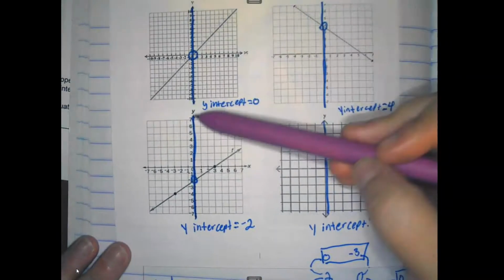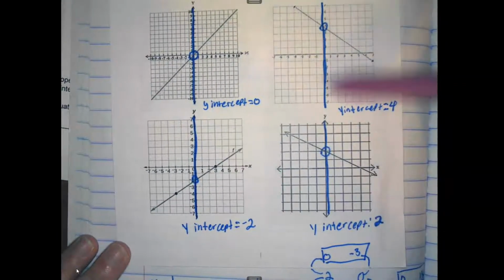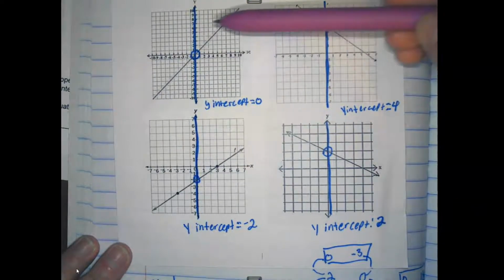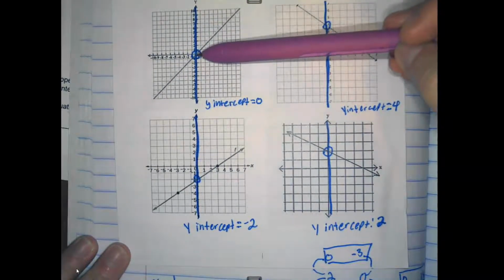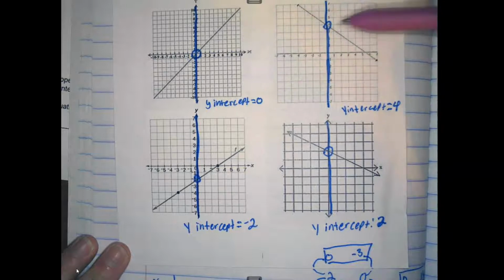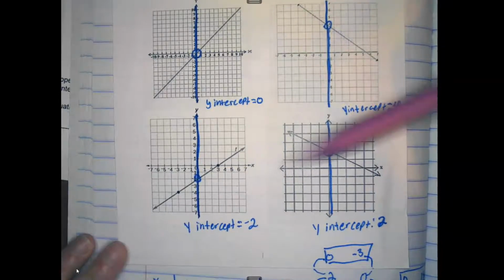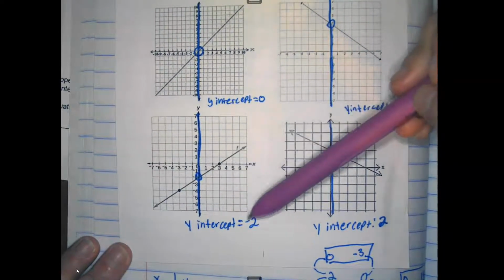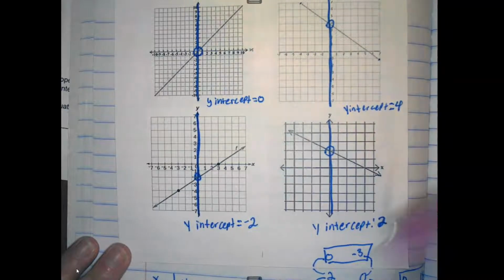Y-intercept from a graph is wherever it crosses my y-axis. So we darkened our y-axis, and I believe y'all had to draw these. And it's wherever it crosses that y-axis. So here it crossed at 0. Here it crossed at 4. Here it crossed at -2. And here it crossed at +2.